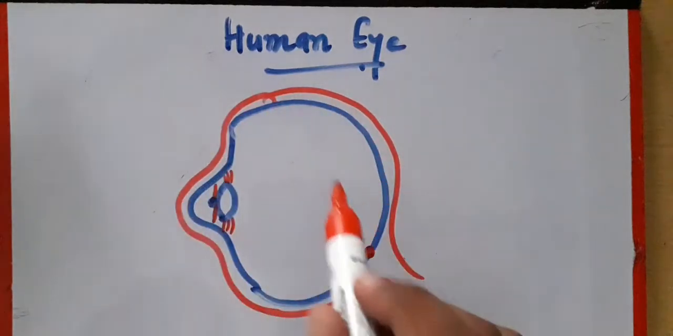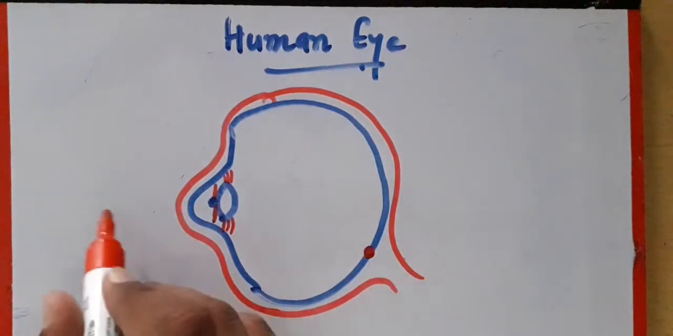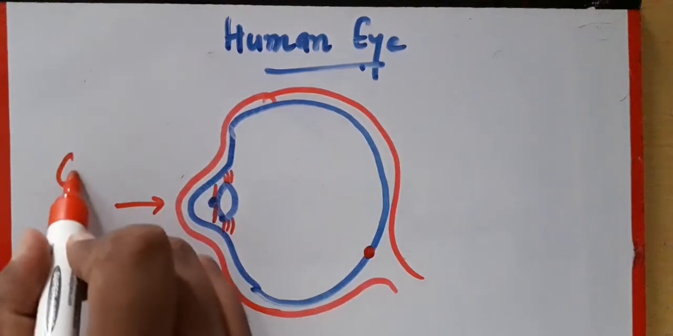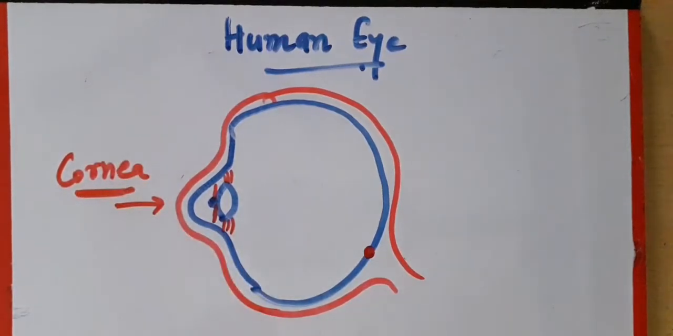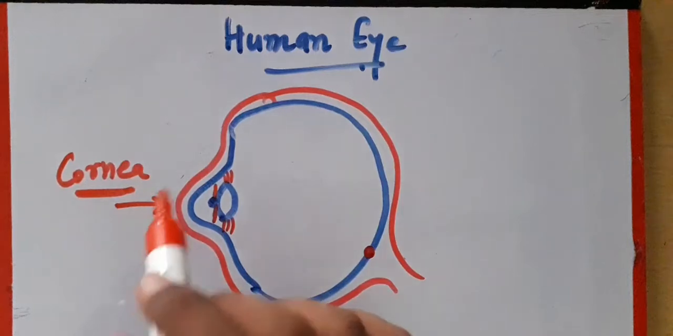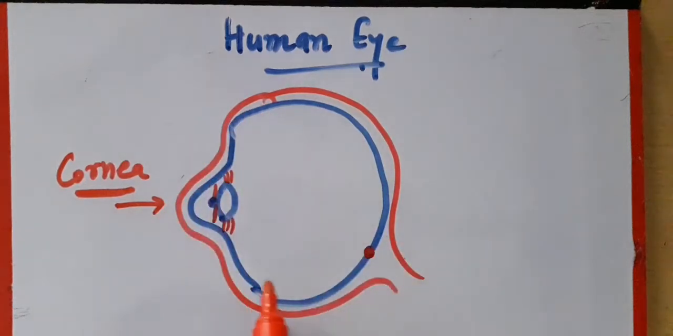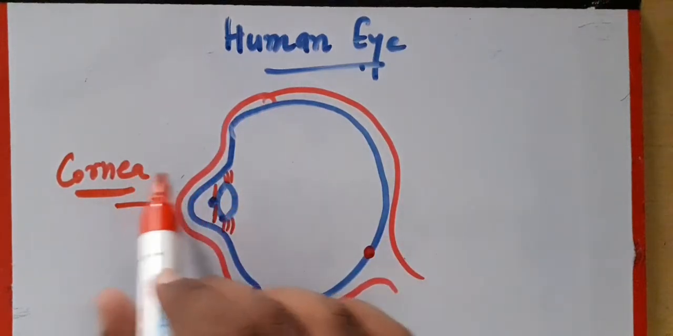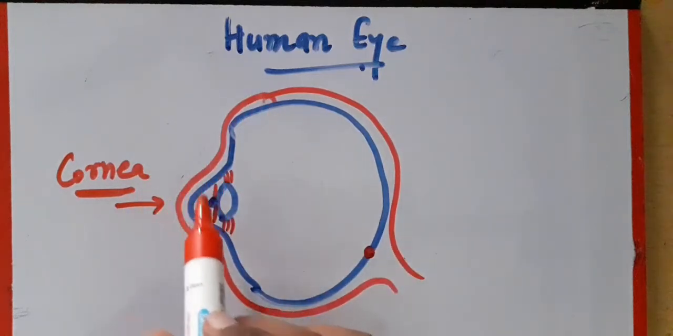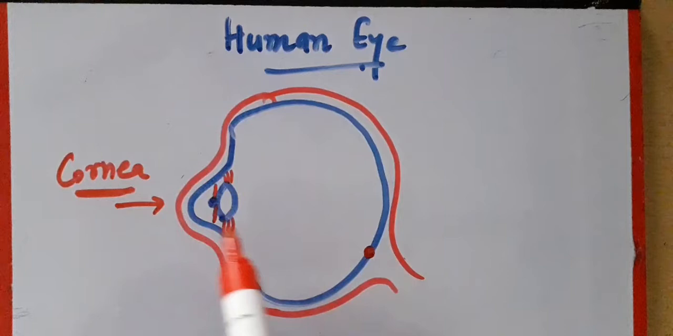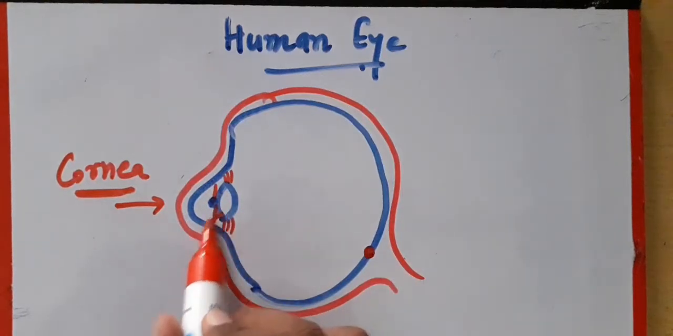The outermost membrane of this human eye is called the cornea. What is the function of the cornea? This is the foremost membrane through which light rays enter into the eye, right? It is the very first membrane through which light rays enter the eye, and the cornea converges the rays to this lens. Basically, this is called the crystalline lens, right? This is our crystalline lens.